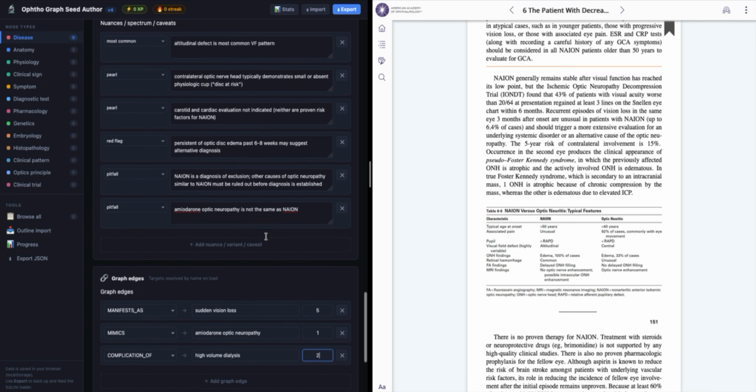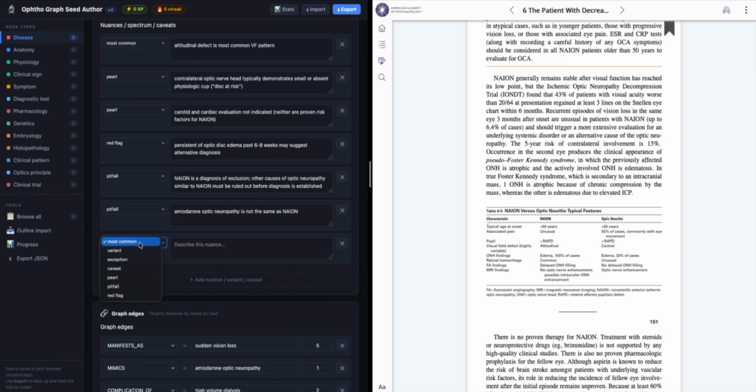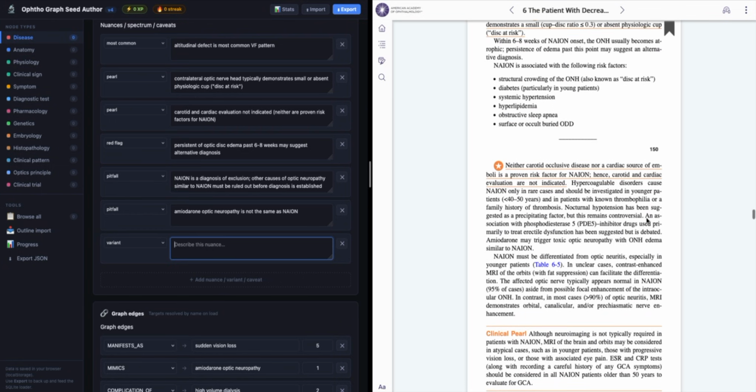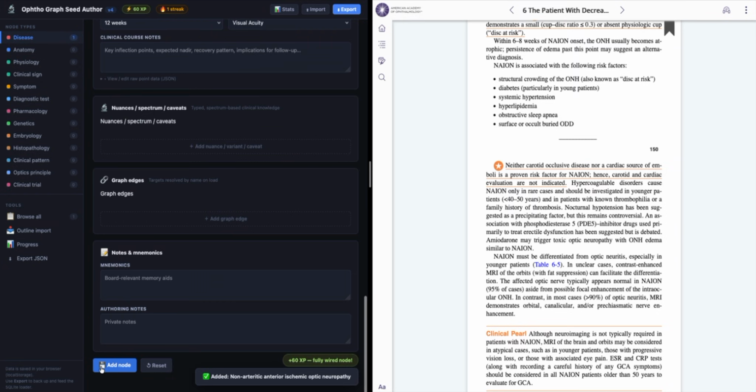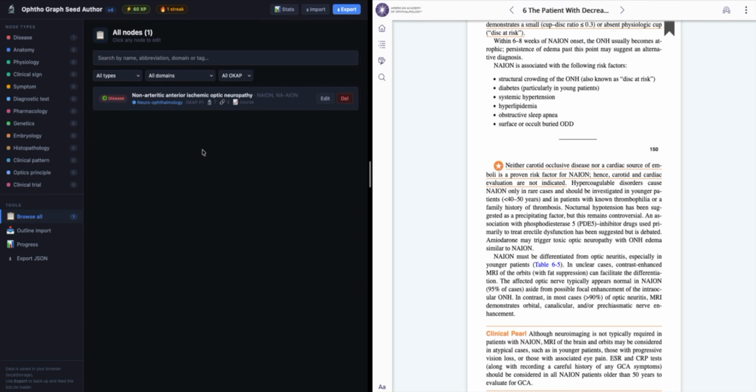I am going to put in a nuance here because even though it's typically painless, about 10% have pain. So we'll say 10% have pain. Okay. But those are all just kind of some ideas, and then I can add the node, and then it gets added in here, and so I can look at that later, right? And as I continue to build out all of these relationships, it'll start connecting to each other.